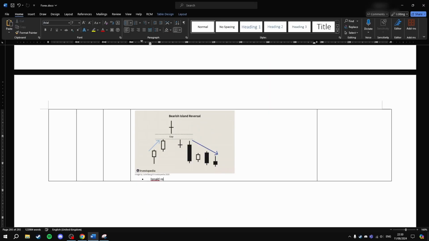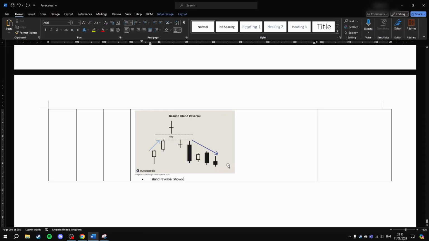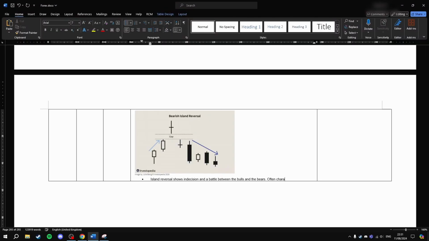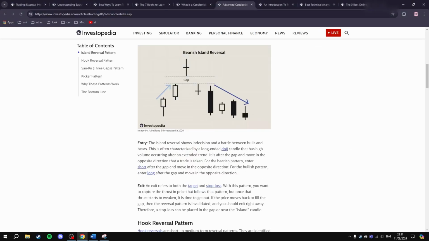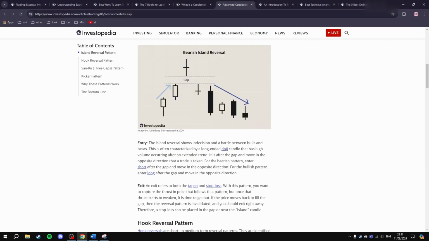So island reversal shows indecision and a battle between the bulls and the bears. This is often characterized by a long-legged doji candle that has high volume occurring after an extended trend.